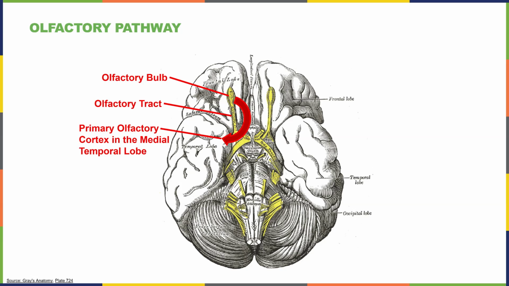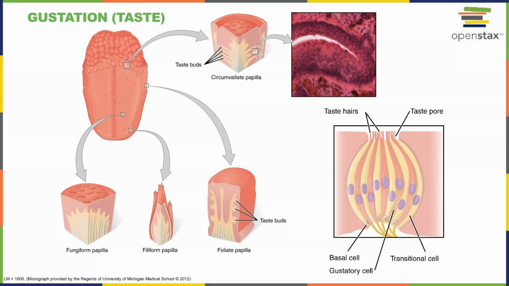From the olfactory cortex, signals are sent to the amygdala, hippocampus, hypothalamus, and other limbic system structures, areas involved in emotion and memory. That's why smells can trigger such strong emotional memories or even visceral responses like salivation, sexual arousal, or nausea. Now let's move on to gustation, our sense of taste.